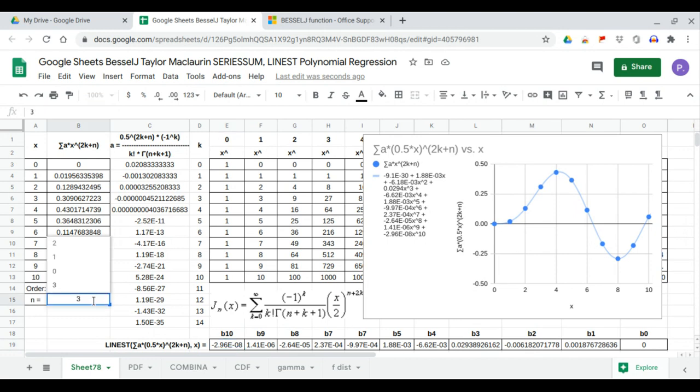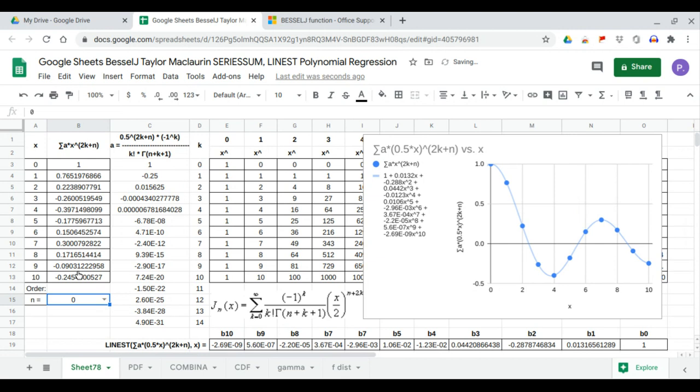We can use 0 for the order of 0. Our B0 matches. B1 also matches, 0.0123, 132. Our B2 negative 0.28, it's also a match. 0.0442 for B3. So our coefficients match our trend line.